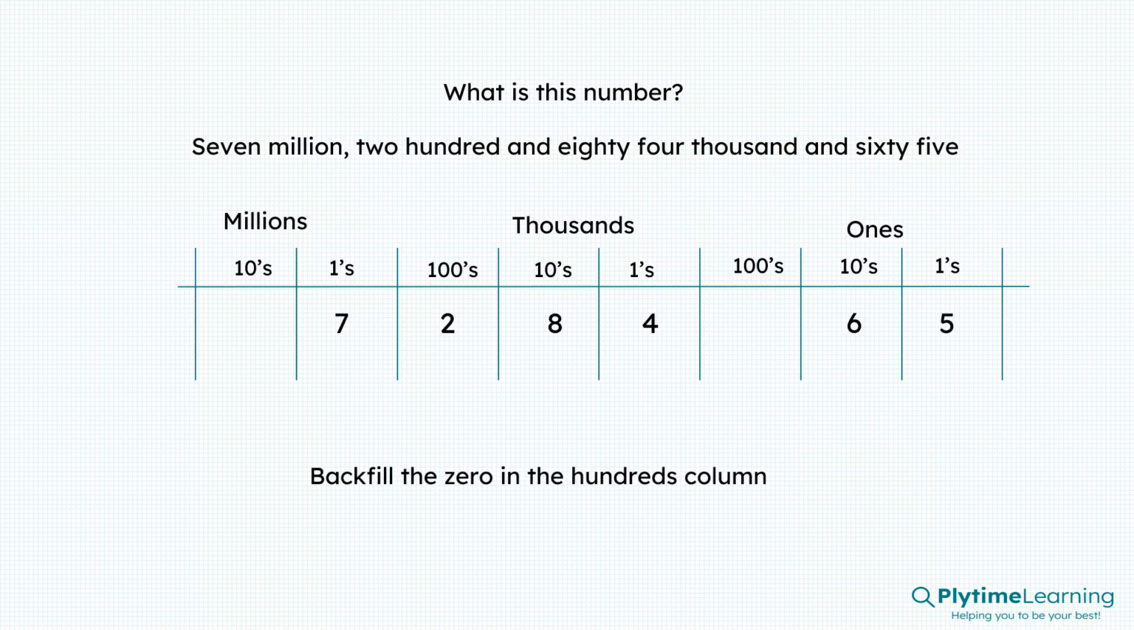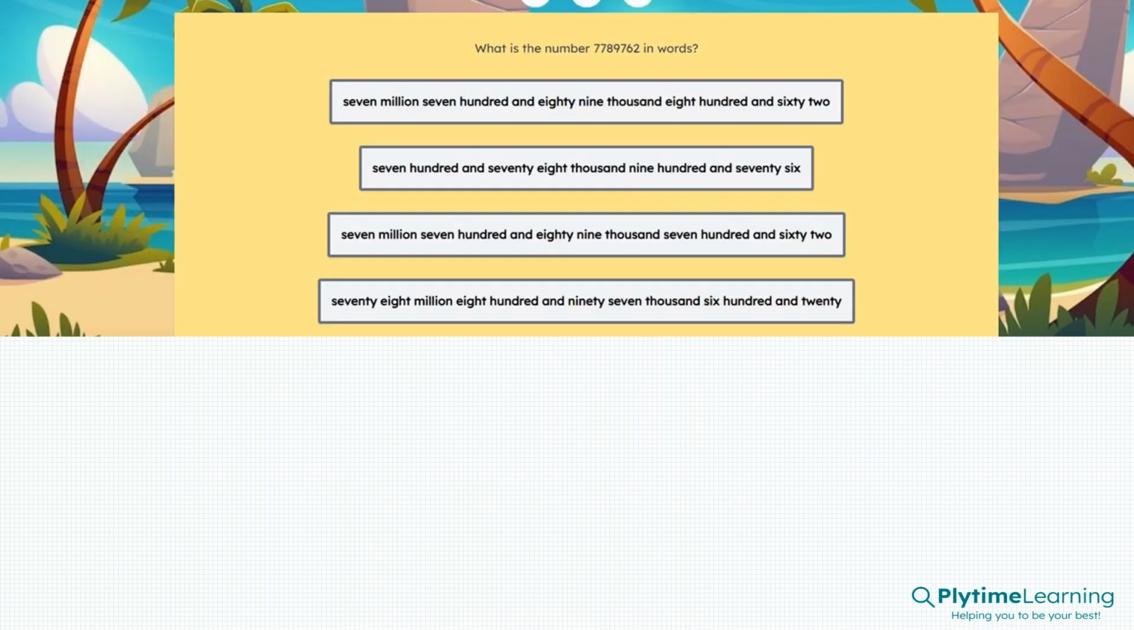Now we need to backfill the 0 in the hundreds column as we have 0 hundreds. So we add our commas to make it easier to read, between the ones and the thousands and the thousands and the millions. So we can see 7,284,065.